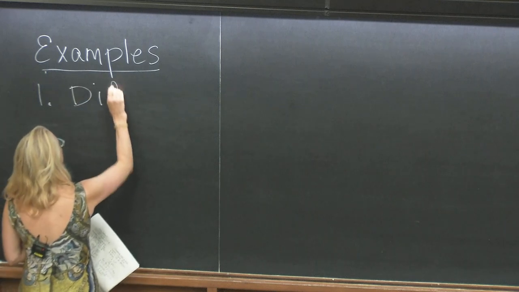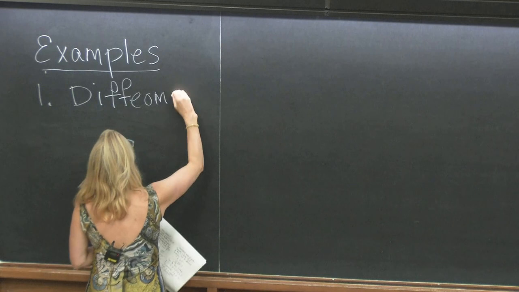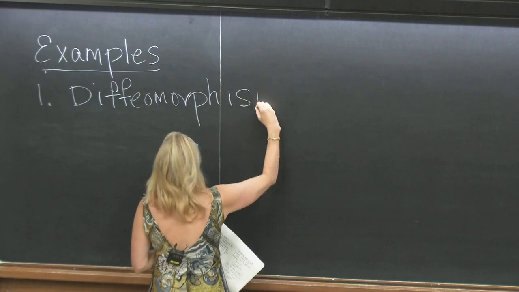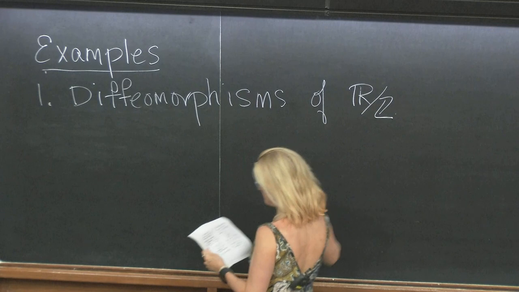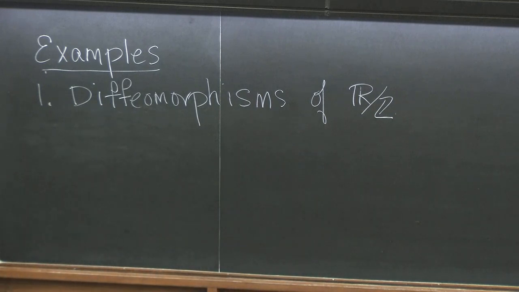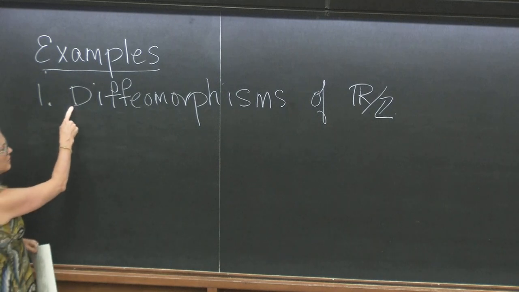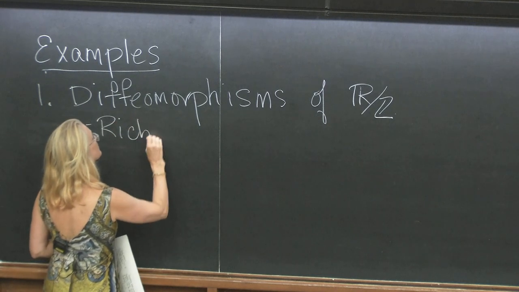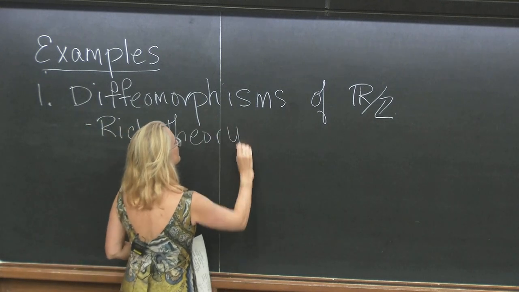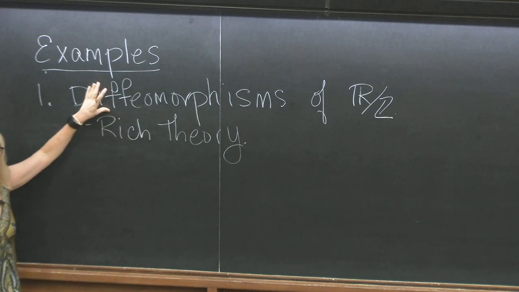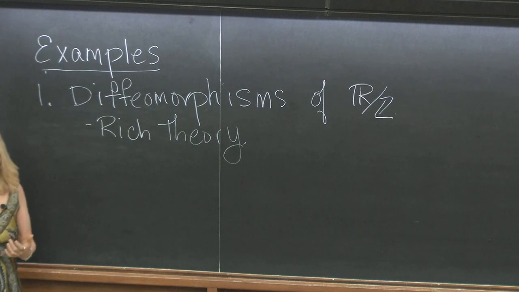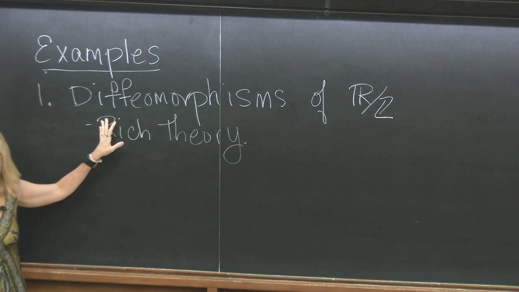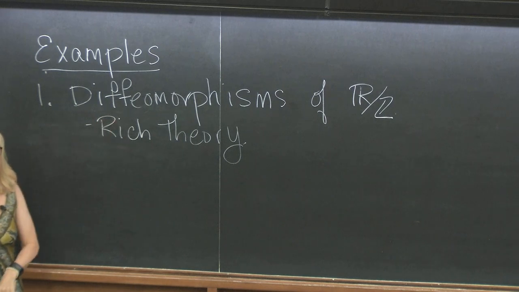So the first class of examples are diffeomorphisms of the circle. Now, I will say nothing about this, but there's a rich theory of classifying diffeomorphisms of the circle. It goes back to Poincaré, someone named Denjoy, and the Fields Medal work of Jean-Christophe Yoccoz was essentially on diffeomorphisms of the circle.